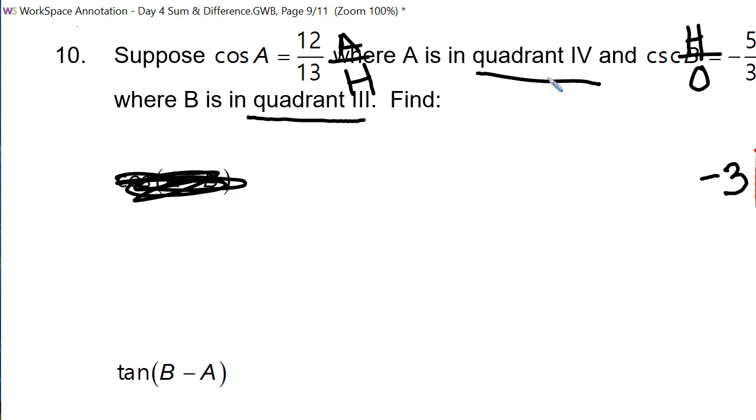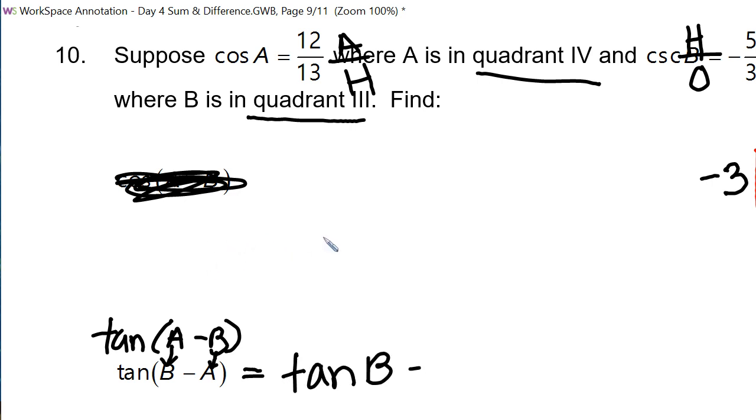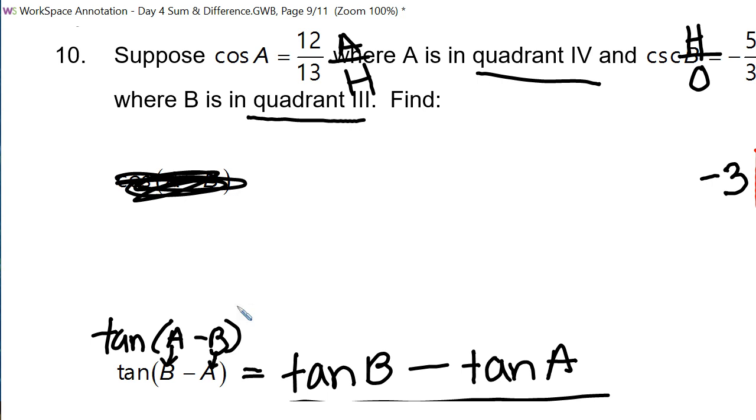Now, tangent of B minus A, straight off the formula. Actually, do we have a formula for B minus A? No, we have tangent of A minus B. So what I'm going to have to do with my formulas, wherever I see an A, replace it with a B. Wherever you see a B, replace it with an A. So instead of tangent of A, I need to put tangent of B minus, instead of tangent of B, I need to put tangent of A. In the denominator, we're going to have the 1 plus, so I need to multiply these two together, which would be tangent of B times tangent of A.